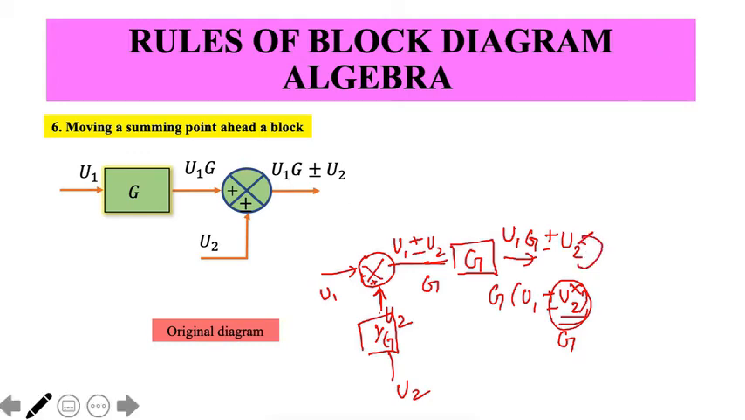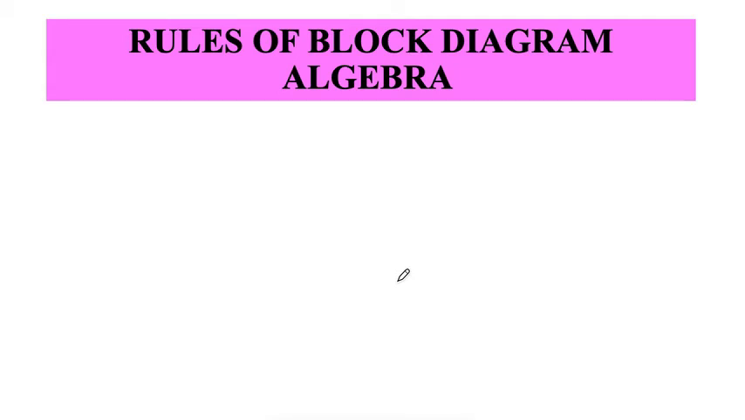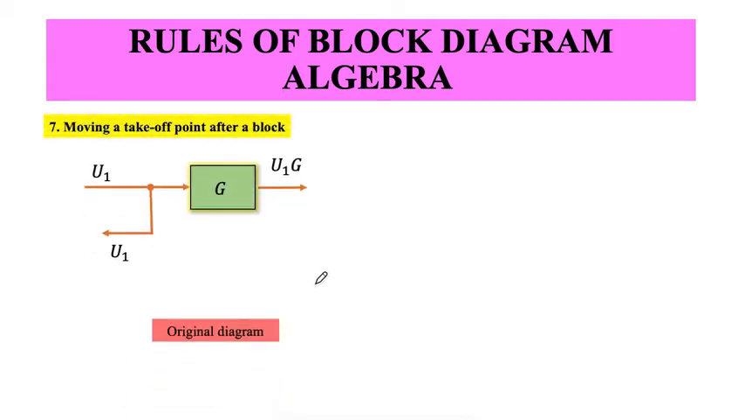Okay, so I will just draw it in a better way. So I am adding a block 1 by g. So that's exactly what is happening here. Now this is kind of straightforward, right? If I have this takeoff point, I want to shift it after a block.